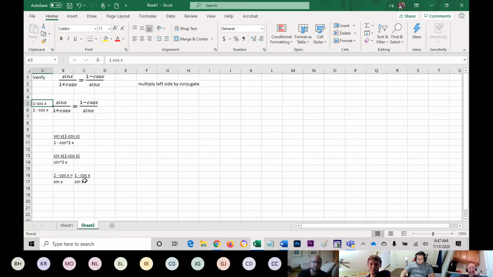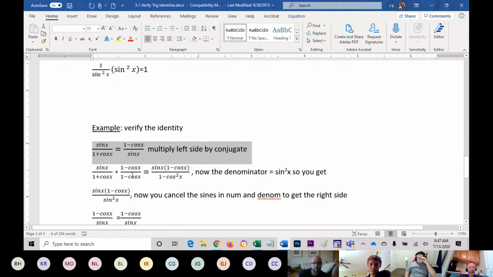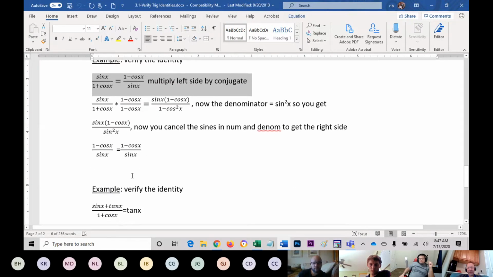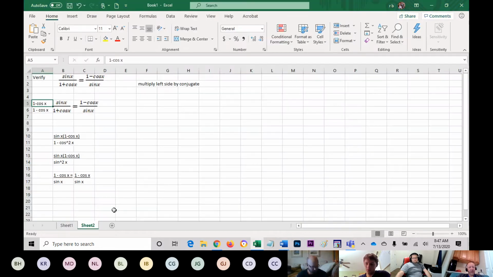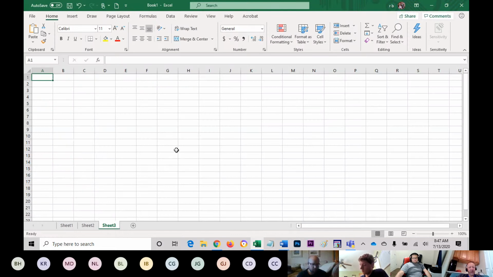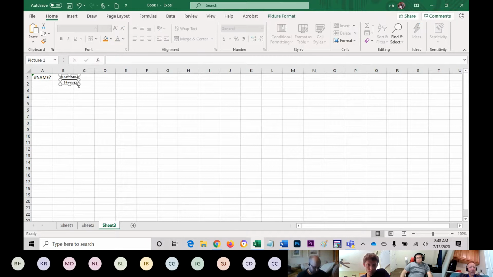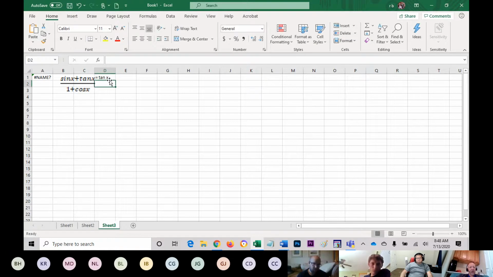All right, let's see what else. Do I have any more or am I running out? We might do these over, because even though this is good, we're going to verify this identity here. This is the next one we're going to verify, equals the tangent of x. Okay, so we're going to verify this one.